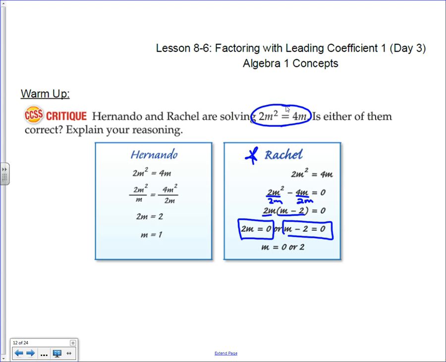Now we can isolate. How do I isolate this m? Divide by 2. What is 0 divided by 2? How do I isolate that m? What is 0 plus 2? And those are my two answers, and thus Rachel is correct. Fair enough. Do you see how Hernando tried to isolate by dividing by this 2? Can't do that, guys, because of the two different types of variables. Okay, let's do another one like that.